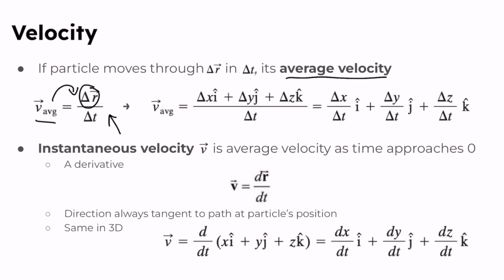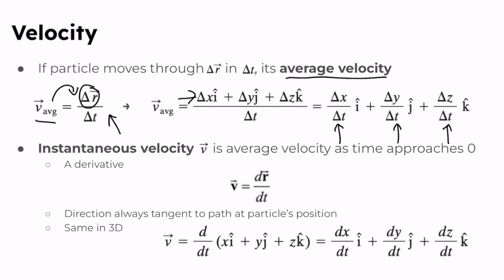Using the equation that we found on the previous slide, we can rewrite this equation for average velocity in its vector components. Here we've split it up into its different vector components in the x, y, and z directions. This means that basically the velocity vector is just a combination of the velocity in the x, the y, and the z directions.